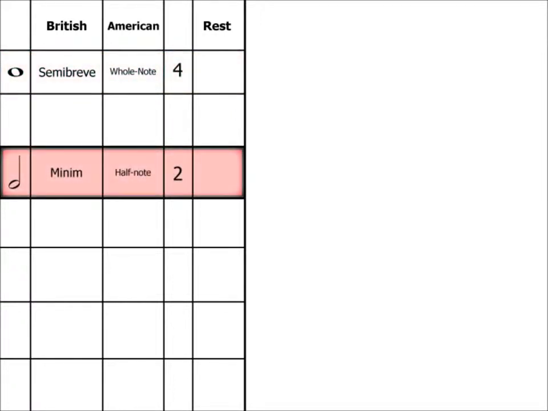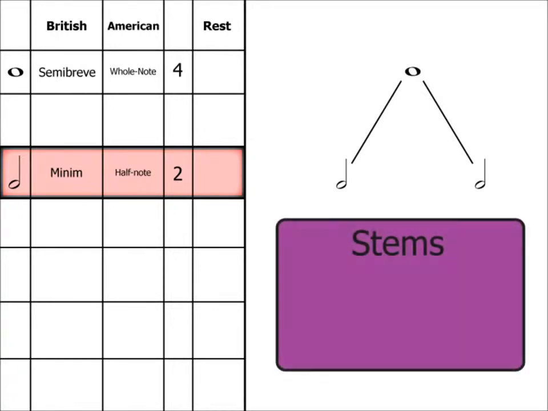This is a minim and has a value of 2. It looks like a semibreve, but it has a stem, that little black line attached to it. As it has a value of 2, you'd need 2 minims to equal the value of 1 semibreve, which has the value of 4.